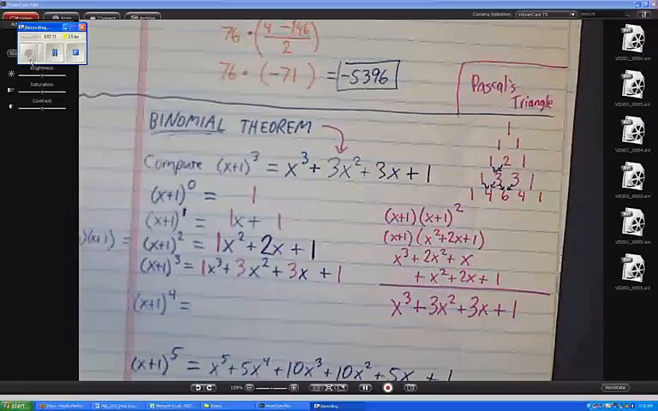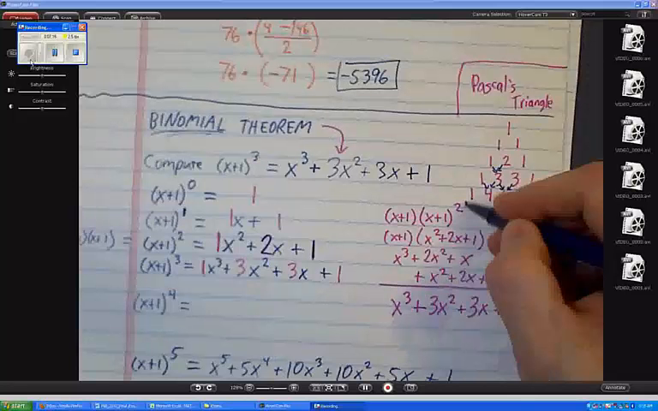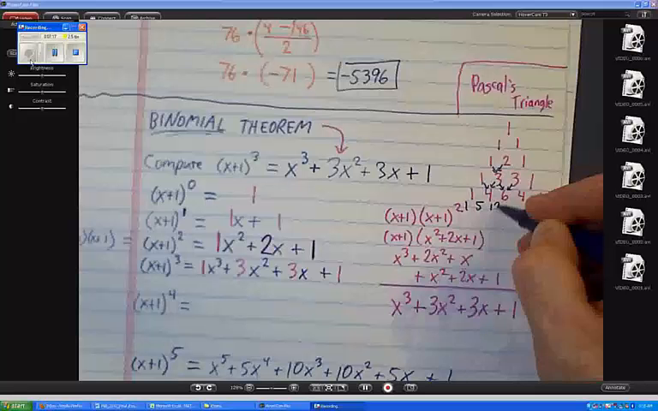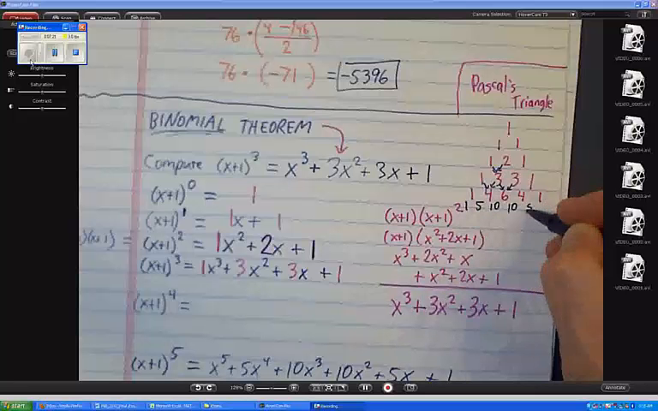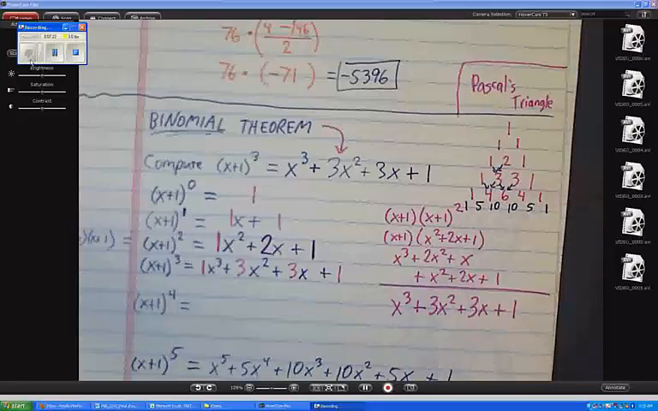So now to get the next row, what am I going to have? 1, 5, 10, 10, 5, 1. And notice that those are exactly the coefficients I needed to get x plus 1 to the 5th power.